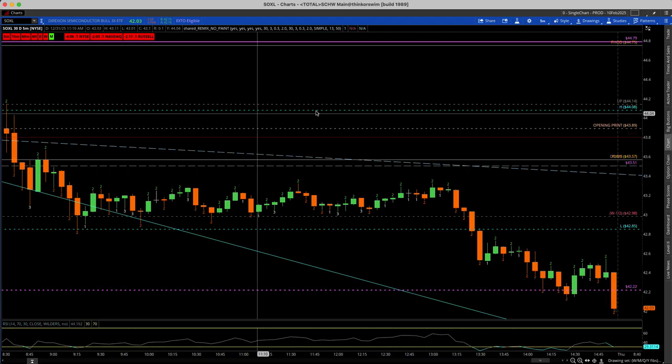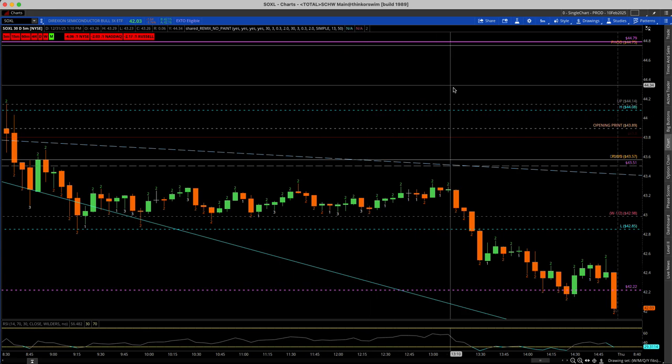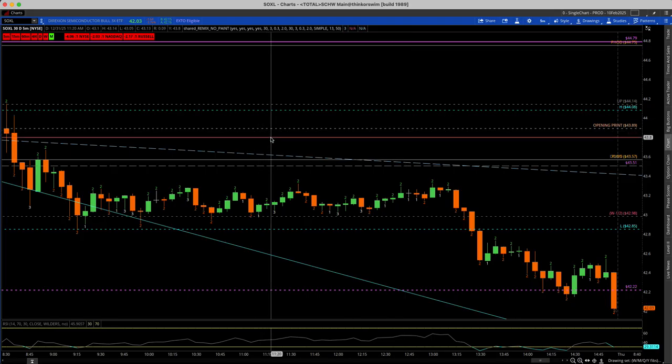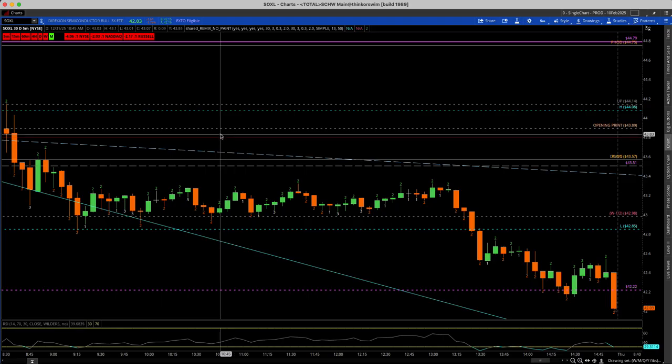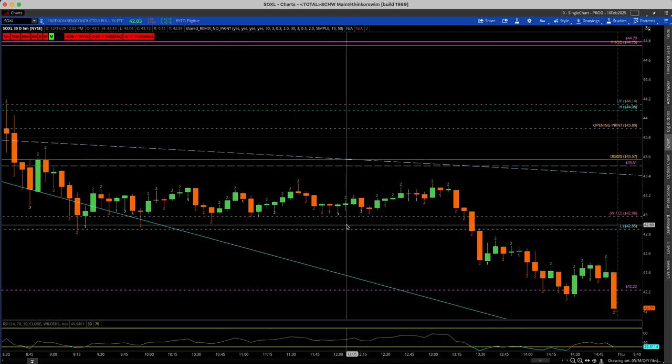So if we get a higher low at or above opening print, we want to look to get into calls, targets being overnight high and previous high of day. If we get price action that drops below opening print, we get some type of lower high underneath or at opening print, then we want to look to get into puts, targeting previous low of day and overnight low as our targets from a scalping perspective.